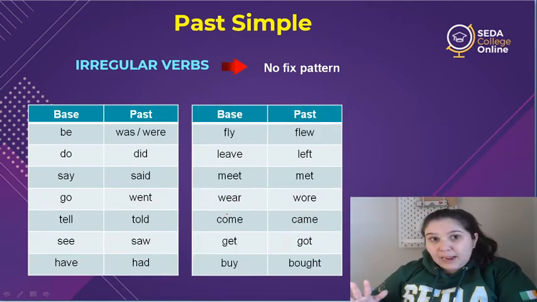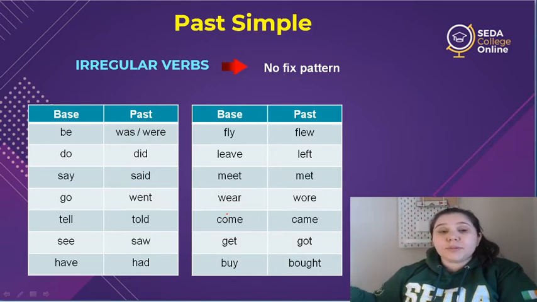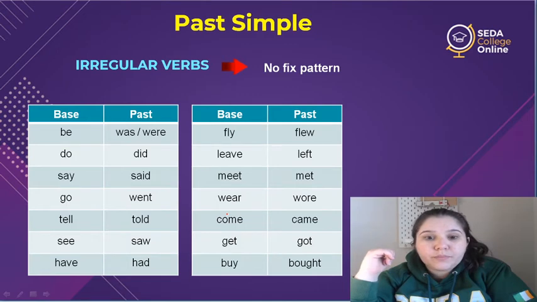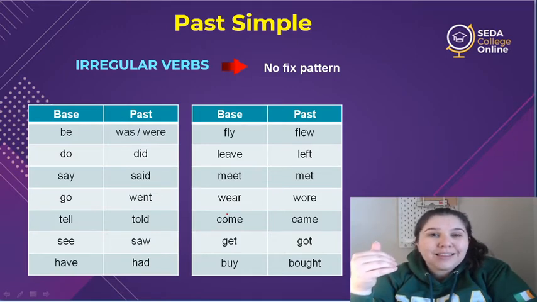Okay? Now I'm going to show you a few more irregular verbs. Fly, like the airplane flies and the bird fly. The past is flew. Leave, left. Meet, met. Where, were. Come, came. Get, got. Buy, bought.